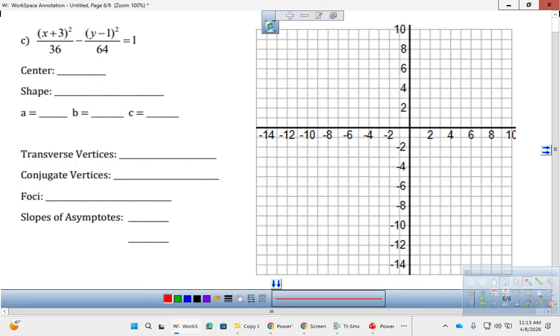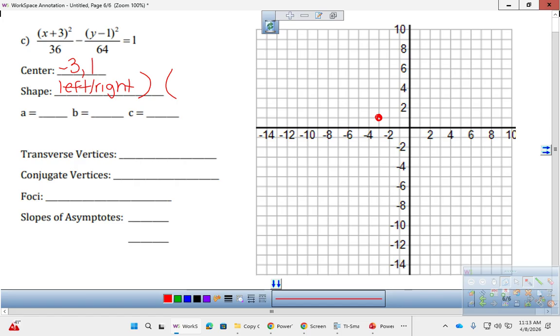All right, so tell me if this makes sense, or if you stop me at any point. So let's start with the center. Opposite of what's with X, opposite of what's with Y. Are we okay with -3, 1? All right, I'm going to plot that, -3, 1 puts me here. And then shape, because X is first, this is going to open left and right. I don't care if you used those words or not, but what that means is, it's going to look like that. L and R. Totally fine.